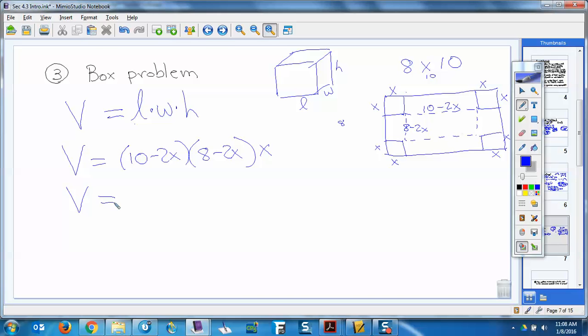So here's what I want you to do. Go to the algebra menu and find the command expand. Yeah, the third one down. And then type in the 10 minus 2x inside of there. And then what's it give you? 4x cubed minus 36x squared plus 80x.